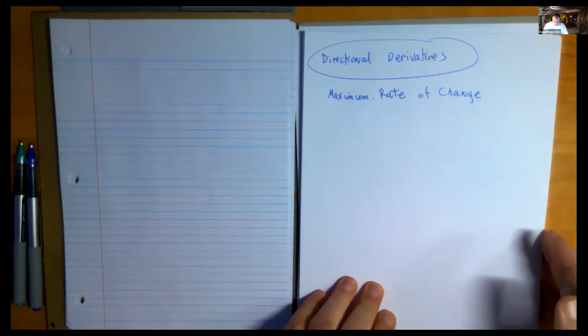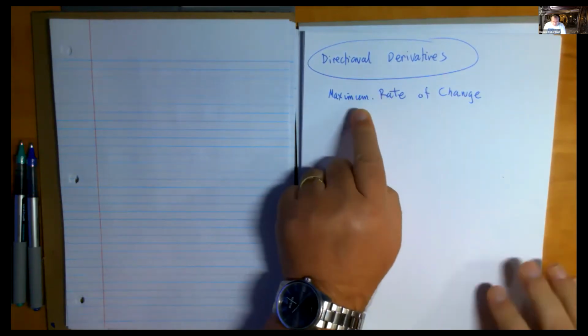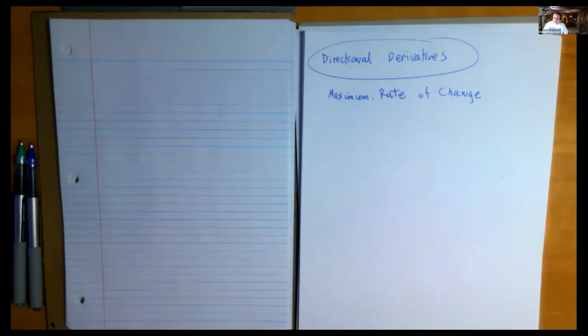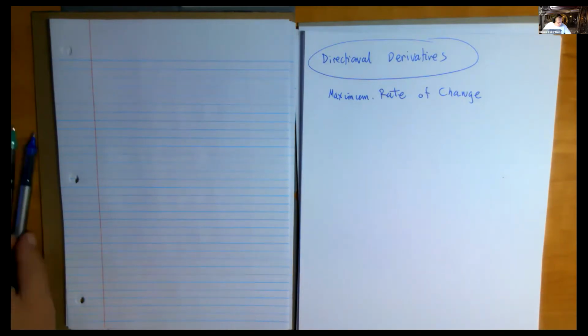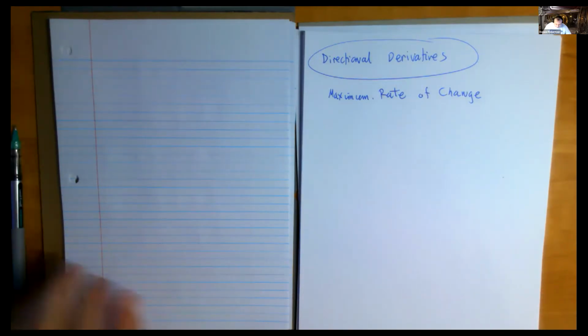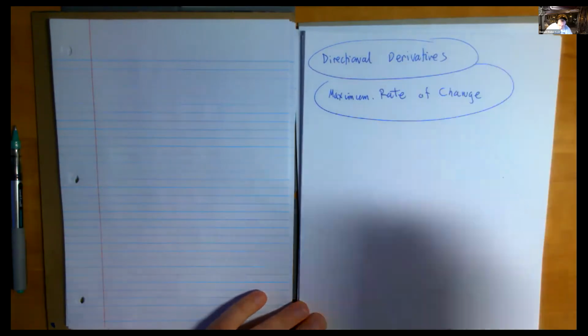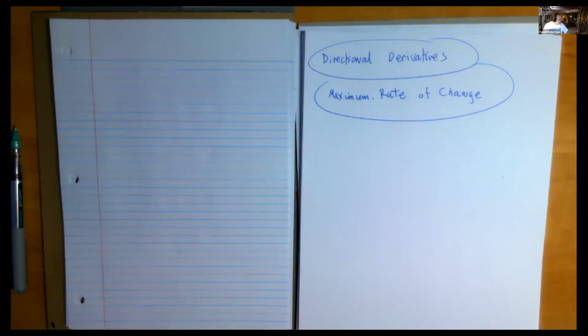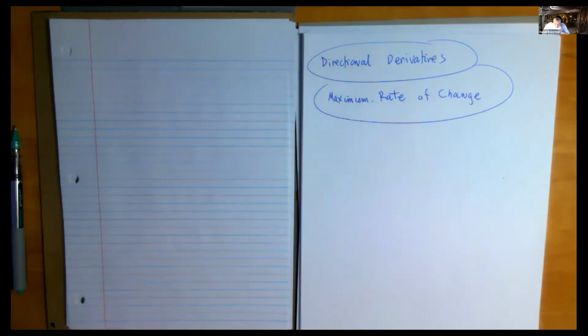We're going to look at directional derivatives and maximum rate of change. I'm also going to talk about a practical example, and then call it good. So we all know the formula for the directional derivative.